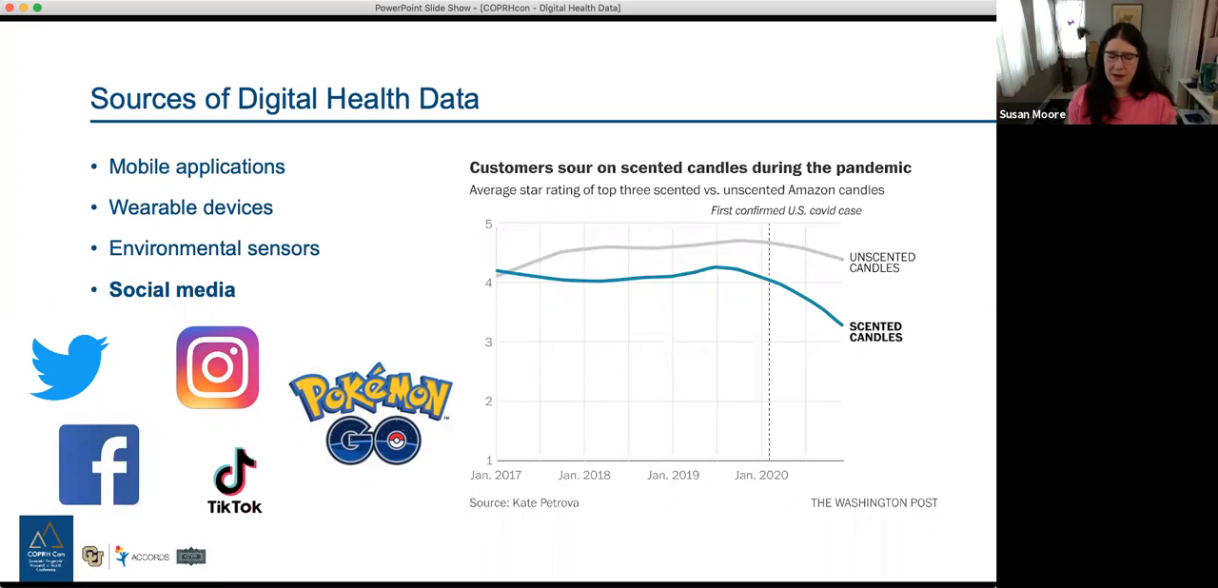And then sometimes in scanning the data, you'll find unexpected things. The graph on the right-hand side of the screen is by Kate Petrova, as published in the Washington Post. This was from last fall, when consumer reviews being posted on public sites, like those for the Yankee Candle Company, were showing a noted drop in positive reviews of scented candles as COVID became more prevalent in the population. One of the associated symptoms is loss of smell and taste.